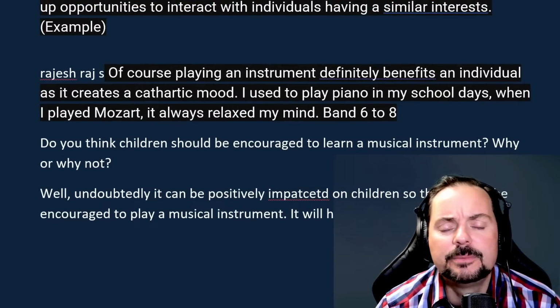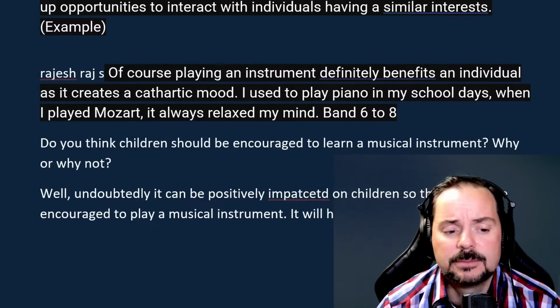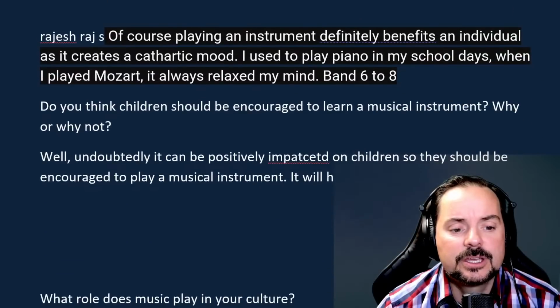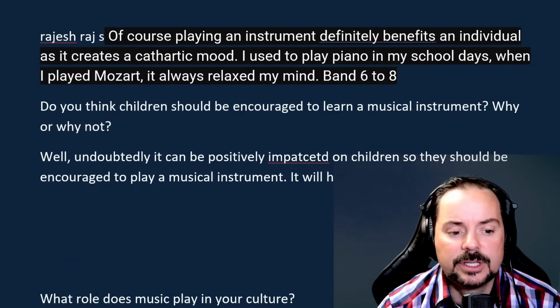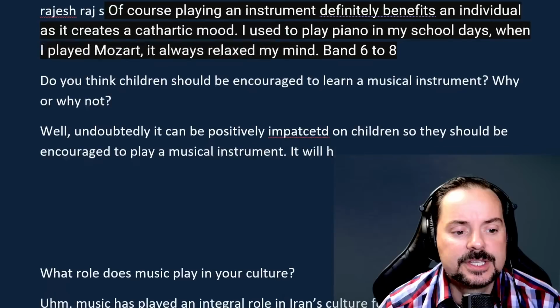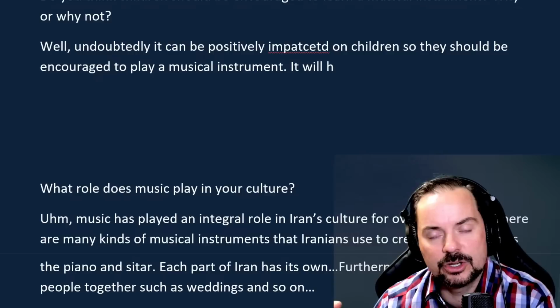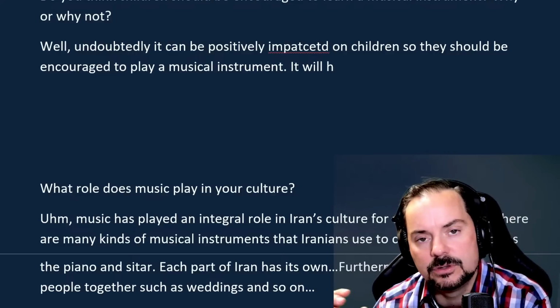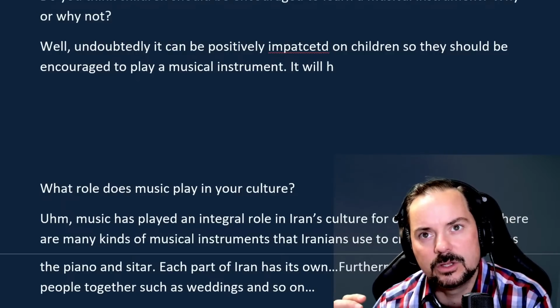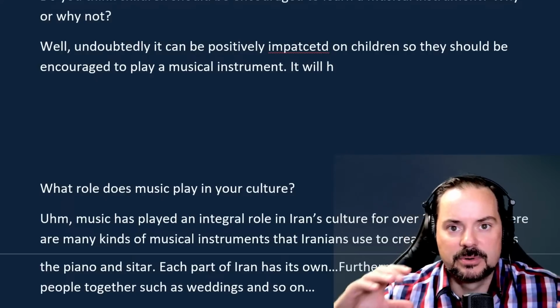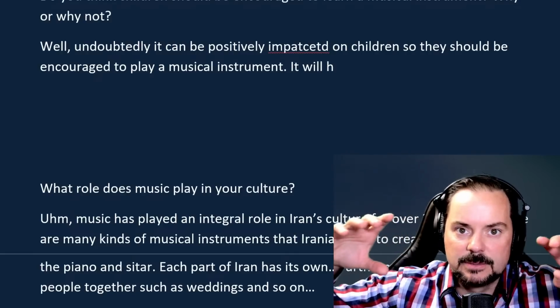Let me give a little bit more specific feedback. Everybody listen up, because it's not just for Angel. A lot of people make similar mistakes. Okay. So I asked you, do you think children should be encouraged to learn a musical instrument? You said, well, undoubtedly it can be positively impacted on children. Okay, I know what you're trying to say, and you're kind of using all the right words, but you're not really using them in the right way, in the right order, with the right preposition. So I have to, in my brain, kind of make a number of fixes to make that a clear sentence.